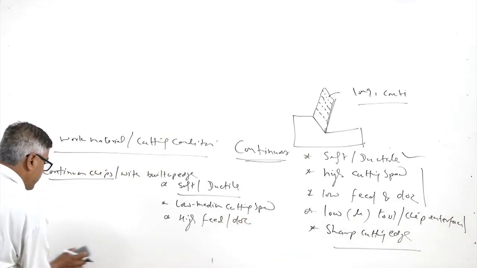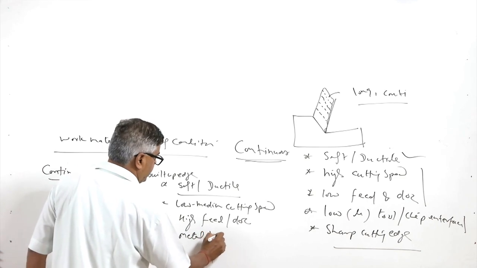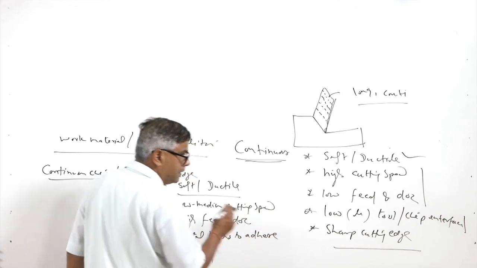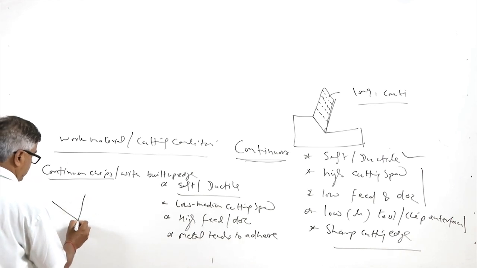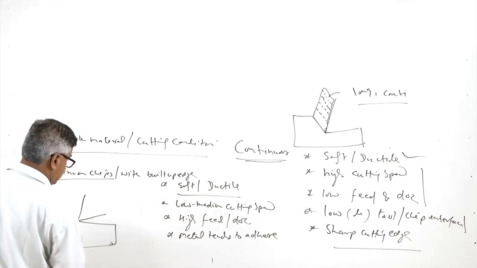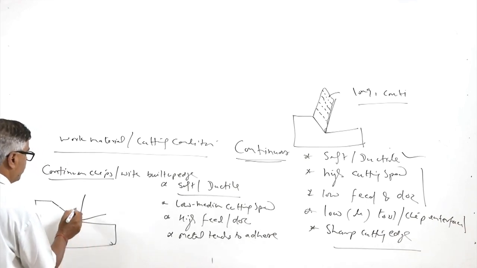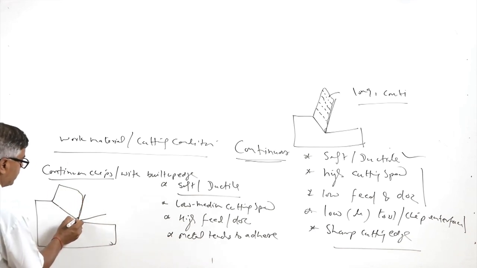So, these conditions will favor it. At the same time, the metal tends to, means the work material tends to adhere or cold weld with the cutting edge. So, when it happens, what we will see, the tool and the workpiece, this is the machined surface. So, when the chips are formed, these chips are also continuous, but sometimes the soft metal gets deposited on the cutting edge in the course of the machining.